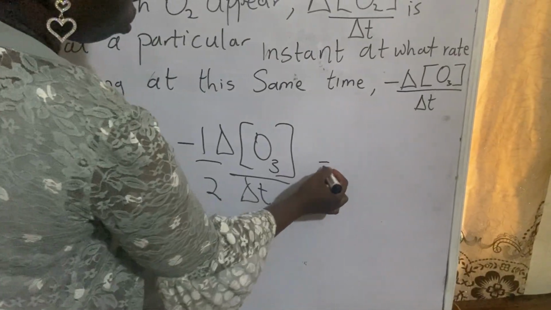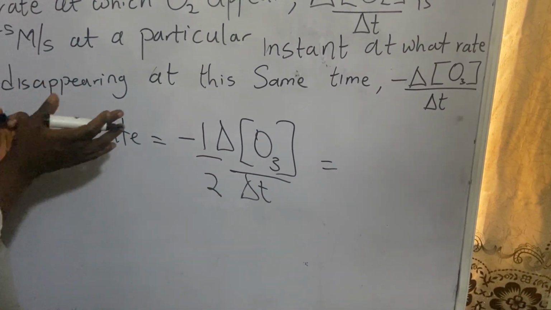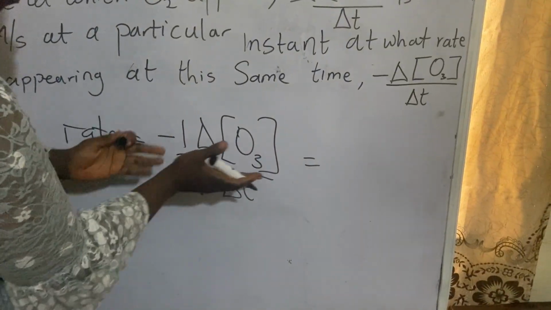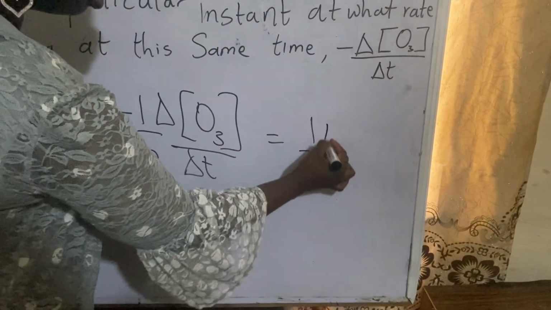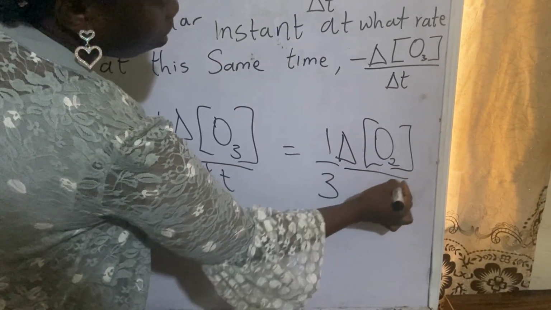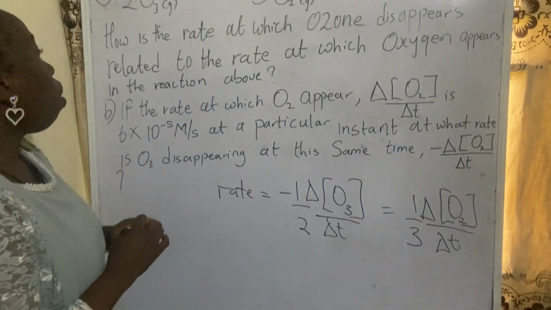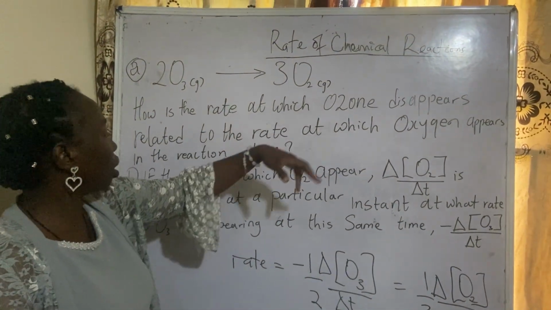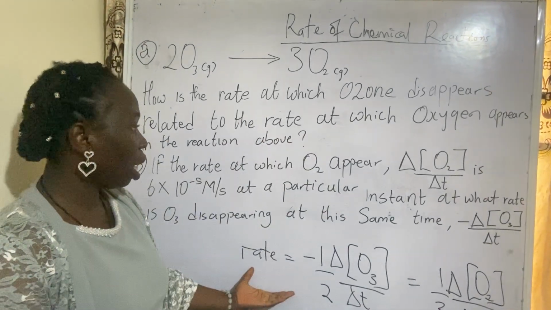And 2, you will therefore write equal to, because they say how does it relate? It means you will relate them by equating them. Equal to 1/3 change in concentration of oxygen appearance all over change in time. So this is the relationship of the rates at which ozone disappears relating to the rate at which oxygen appears.